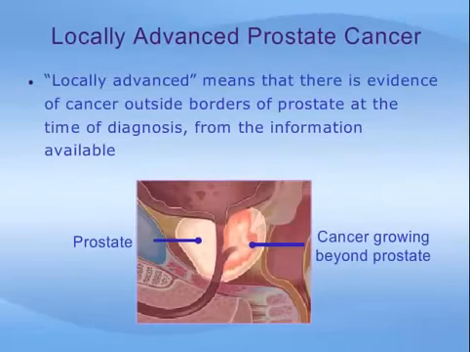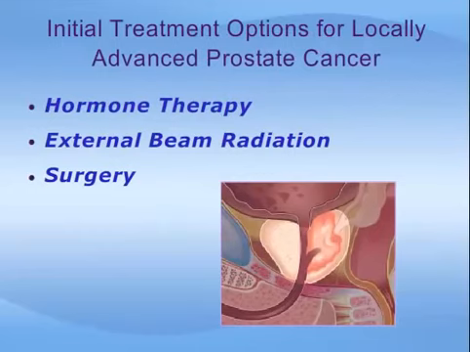Locally advanced prostate cancer means that there is evidence of cancer spread outside the borders of the prostate at the time of diagnosis. For locally advanced prostate cancer, initial treatment may involve surgery and/or external beam radiation, usually combined with hormone therapy before and/or afterwards.